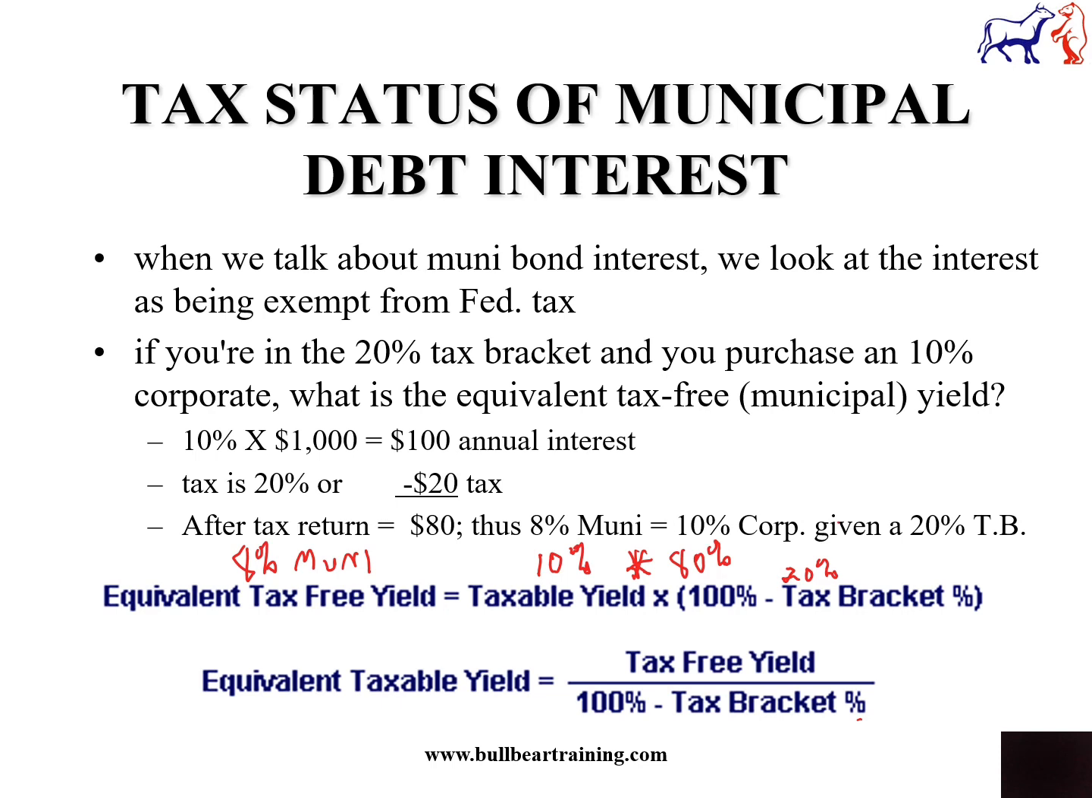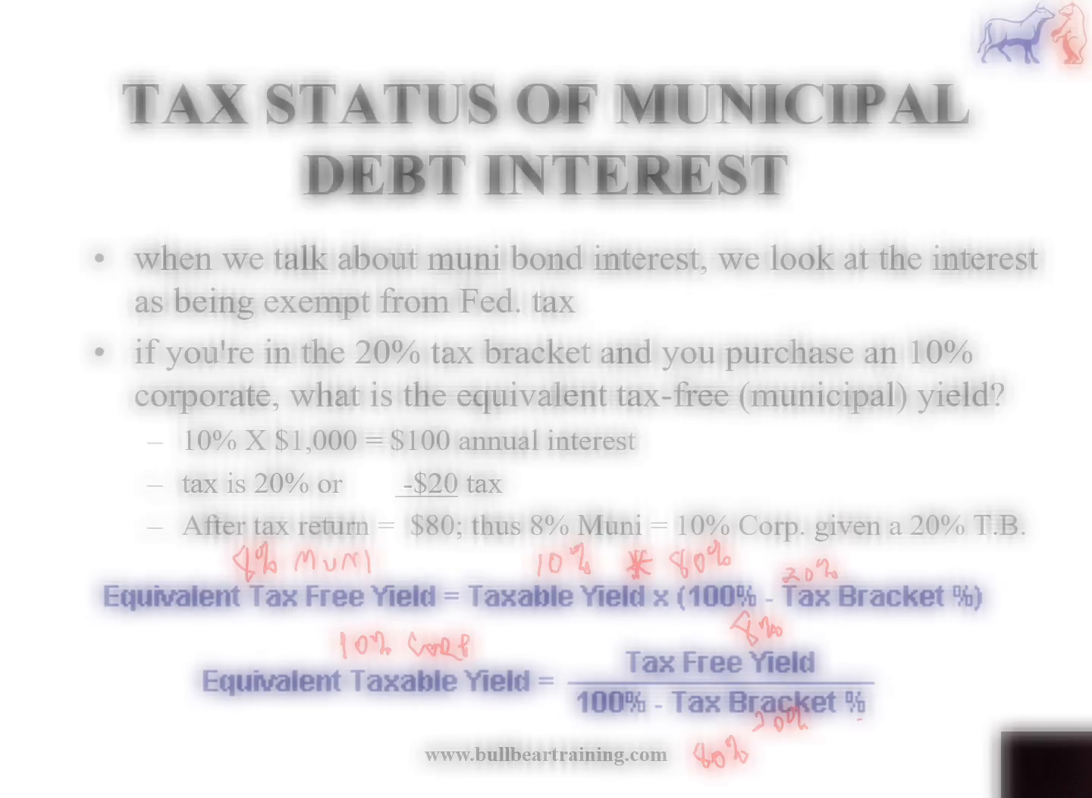To find the corporate, that is the equivalent taxable yield, you divide. So your tax-free yield being 8%, tax bracket 20%, divided by 80% proves buying a 10% corporate is the same thing as buying an 8% muni, given that you're in the 20% tax bracket.